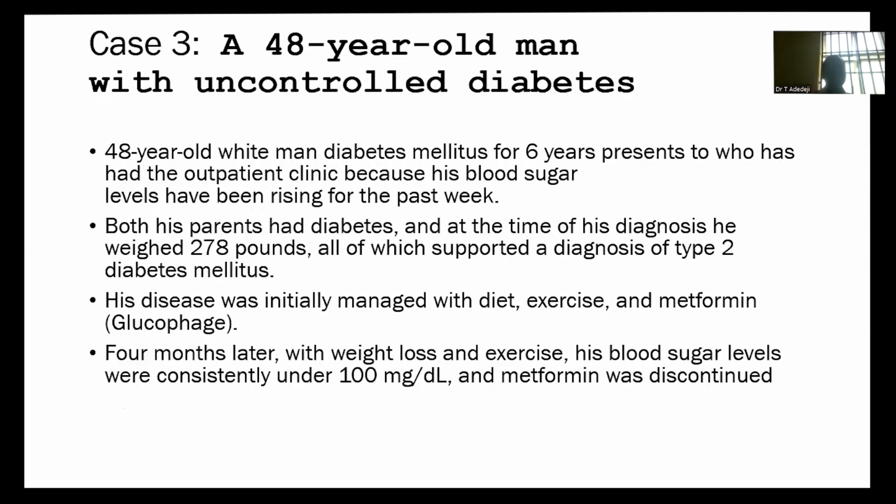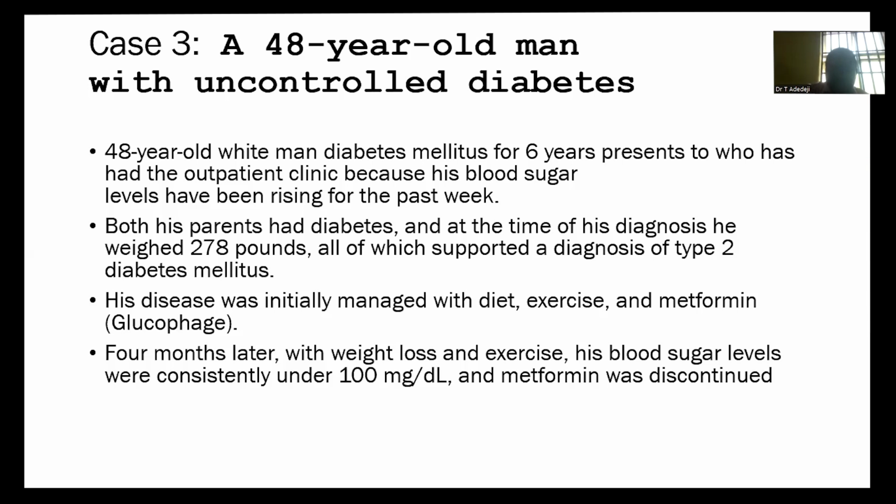Now, this case 3 is also a man, 48 years old, but the diabetes became uncontrolled. He's a Caucasian with diabetes mellitus for 6 years, but presented to our clinic because his blood sugar had been noticed to be rising in the past week. His parents were both diabetic, and at the time of diagnosis, his weight was 278 pounds, all of which supported the diagnosis of type 2 diabetes mellitus.